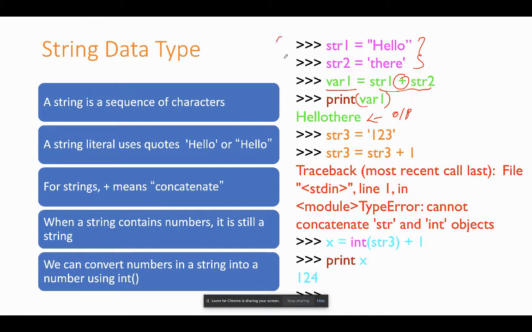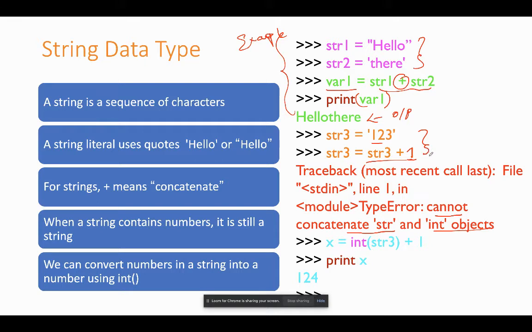This is your first example. Whereas in the second example, str3 equals '123', then str3 is equal to str3 plus 1. This leads to an error, because you have declared the numerical value in string form and you are going to add a constant value to it. So what is the error you may get? Cannot concatenate str and int objects.